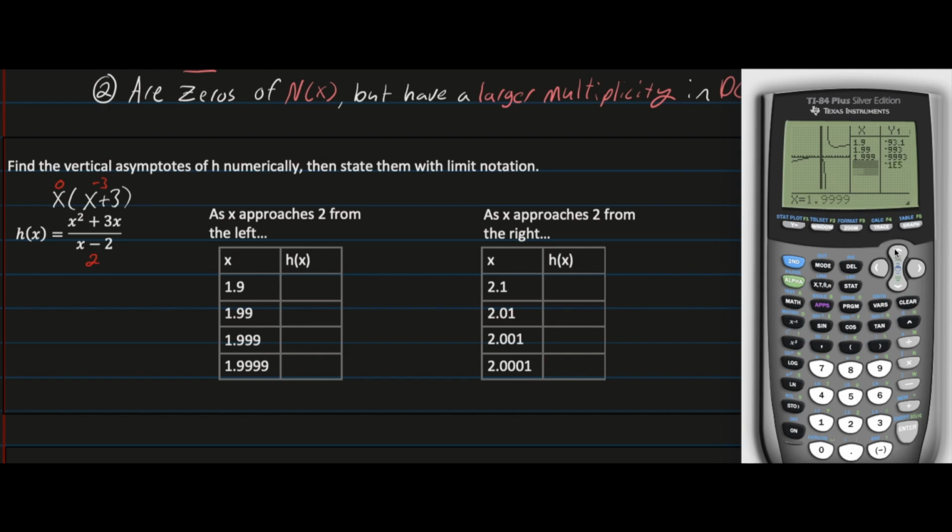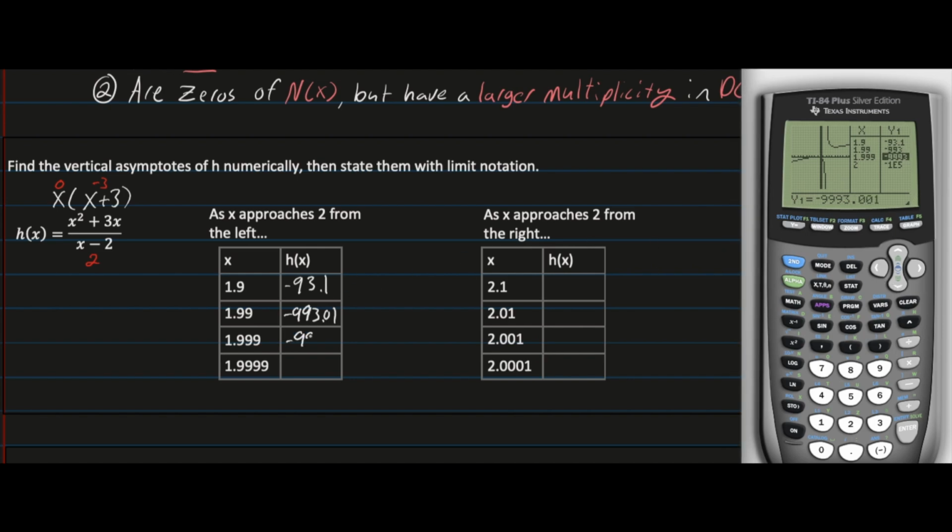There we go. So we can hover over those y values to get a little bit more detail. We see from the 1.9 that we get a negative 93.1. Then we get a negative 993.01.